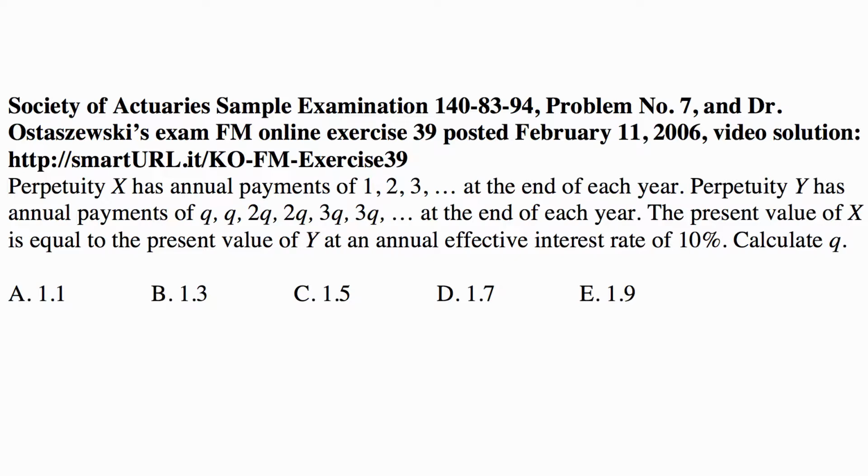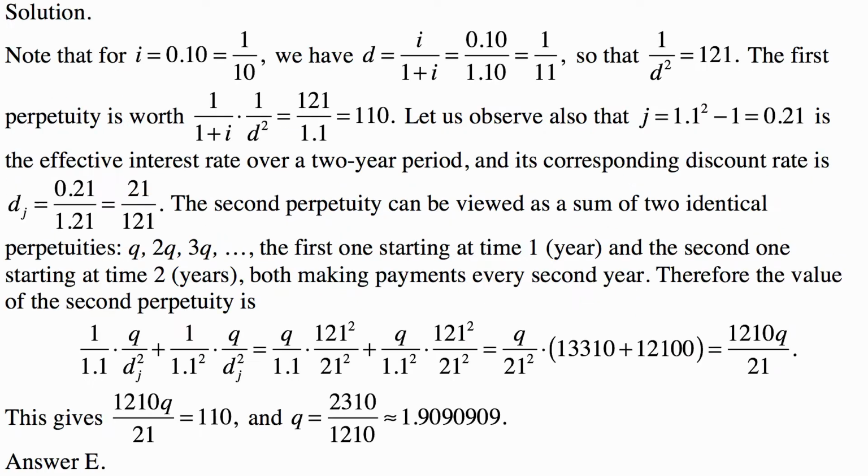Here's a problem for today for exam FM on financial mathematics. Perpetuity X has annual payments of 1, 2, 3, and so on at the end of each year. Perpetuity Y has annual payments of Q, Q, 2Q, 2Q, then 3Q, 3Q, and so on at the end of each year. The present value of X is equal to the present value of Y at an annual effective interest rate of 10%. Calculate Q.